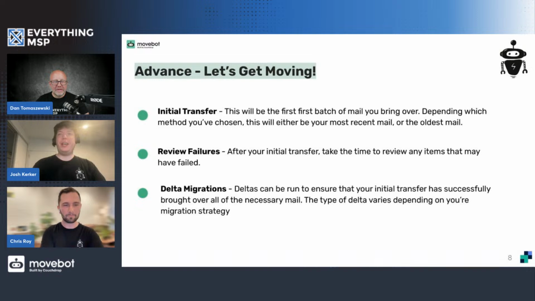All right, and then advanced. This is the next step, a little bit of a recap of what I just talked about. We will do the initial transfer. Depending on which method you've chosen, we'll either bring over all the historical data up to whatever date you selected, or we will bring over the recent mail. That will be the initial transfer. Then you'll want to review your failures, see if anything has gone wrong, and then do a delta of what you've just run.